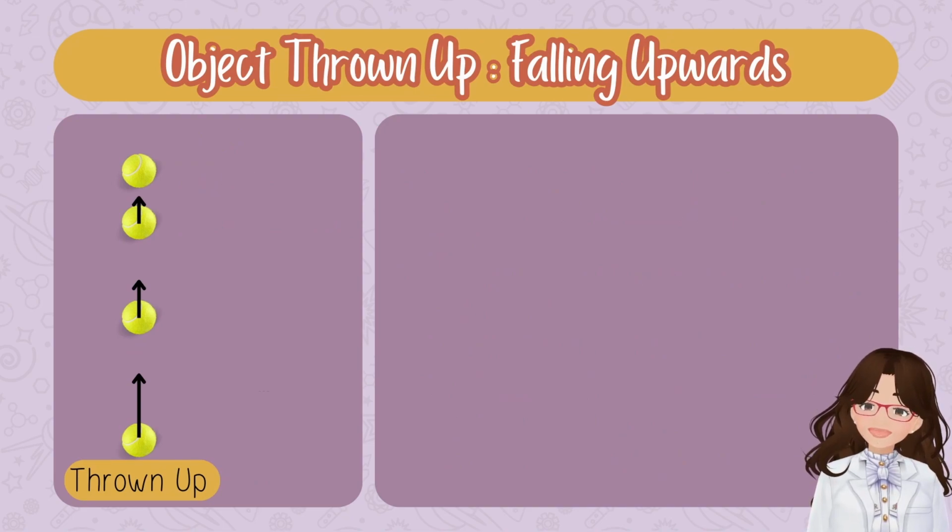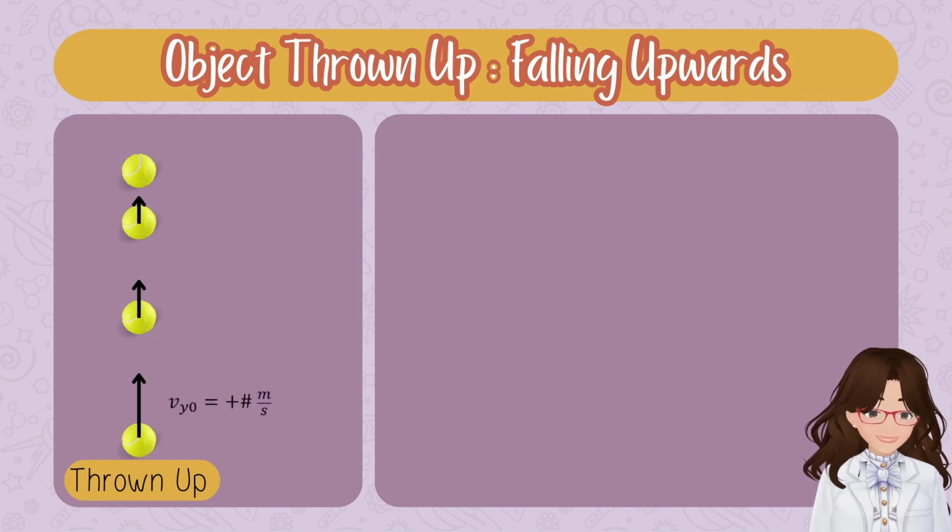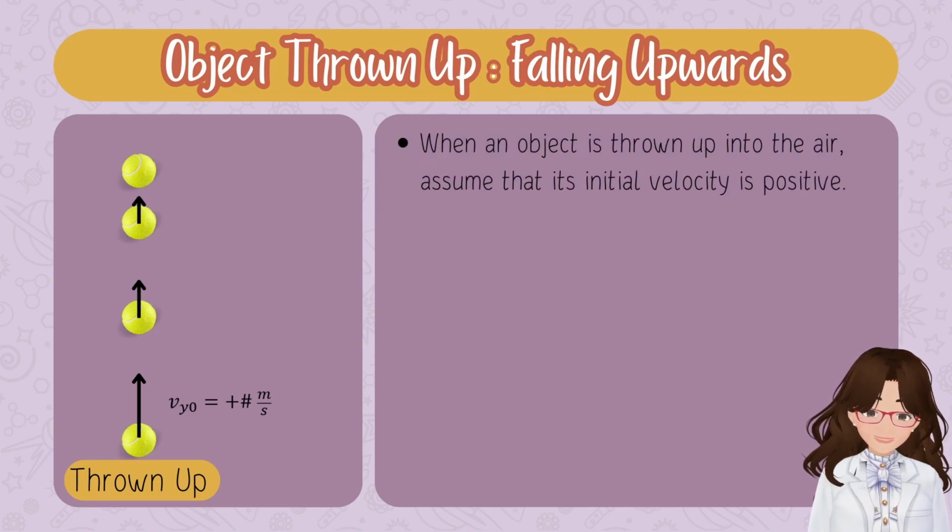Let's look at the example of an object being thrown up. In fact, it looks similar, but if you flip the picture, right? Initially, if an object's being thrown up, that means that it's going to have a velocity that is not zero. So you should be given an initial velocity or you may solve for it. In this case, because it's moving upwards, we know that that initial velocity is going to be positive.